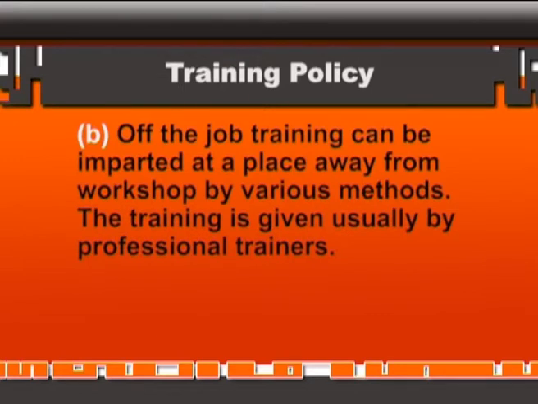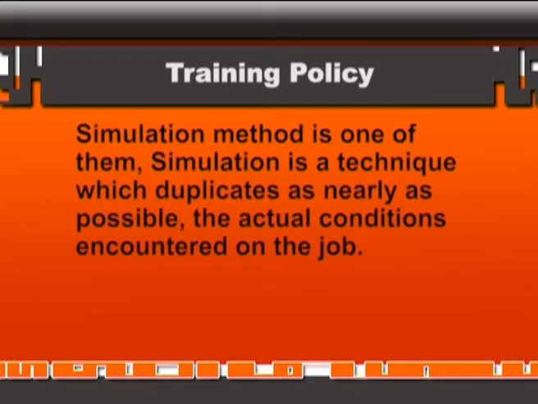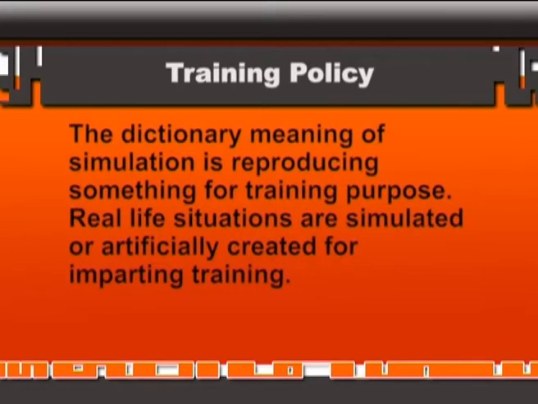Off-the-job training can be imparted at a place away from the workshop by various methods. The training is given usually by professional trainers. Simulation method is one of them. Simulation is a technique which duplicates as nearly as possible the actual conditions encountered on the job. The dictionary meaning of simulation is reproducing something for training purpose. Real life situations are simulated or artificially created for imparting training.